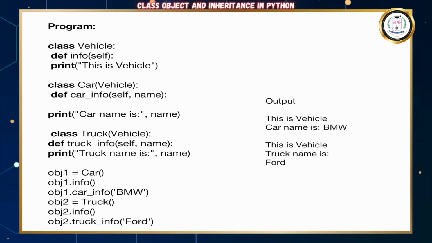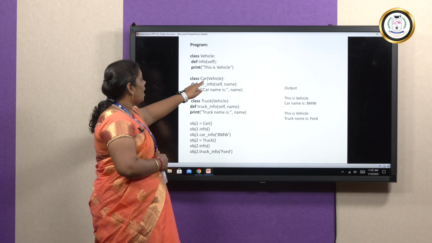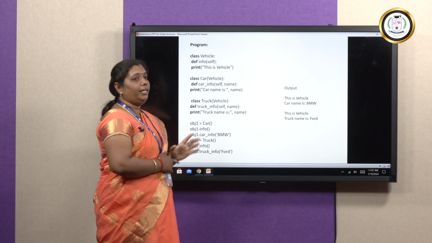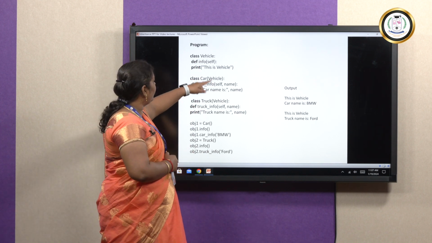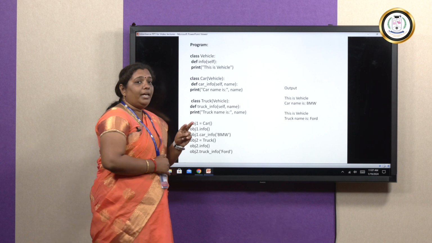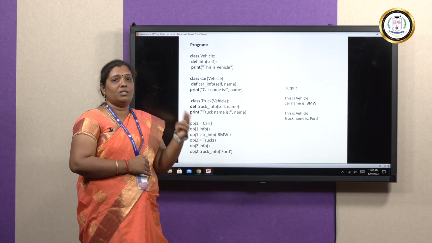Next, a simple example. First, vehicle is the parent class name, and inside the vehicle some statements will be here. Next, class car is the first child and class truck is the second child of the vehicle. Inside them we have to mention the base class name, so truck also contains the base class vehicle. We have created two objects here: the first object is for car and the second object is for truck.